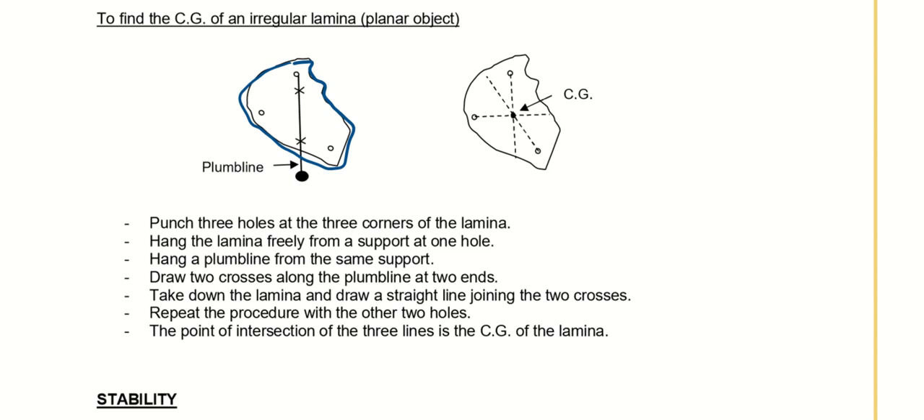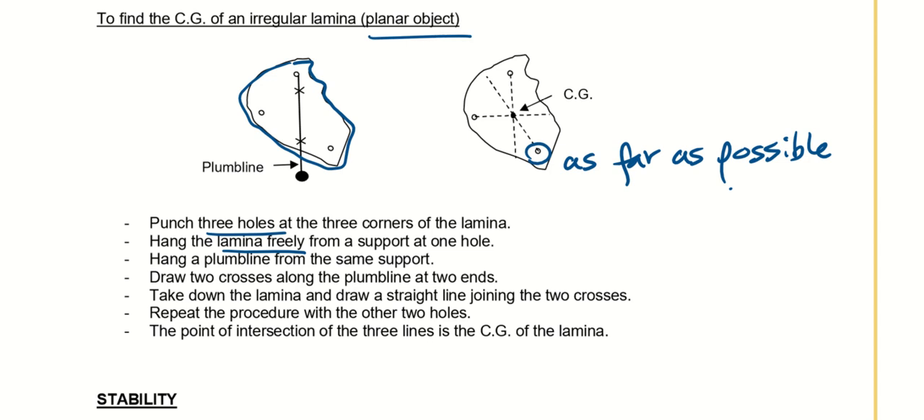So what do I need to do? I need to punch 3 holes at the 3 corners. Punch the holes so that they are as far apart as possible. Now you need to be able to hang this lamina. Lamina is just a plain flat object. Hang the lamina freely from a support at one hole.